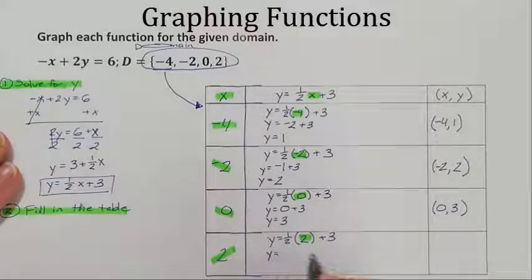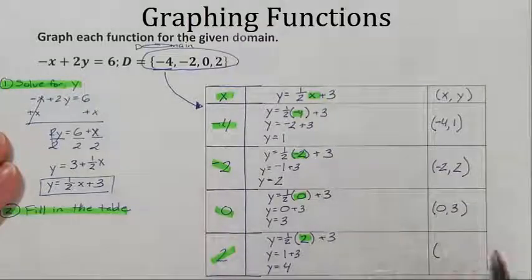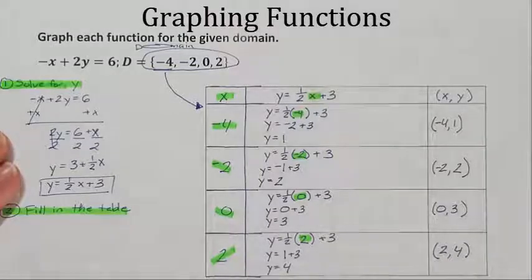Last one, y equals 1/2 times 2 is 1. And then we're supposed to add the 3. 1 plus 3 is 4. So when I plugged in 2 to my highlighted number, it gave me an answer of 4. So I have the coordinate point 2, 4.